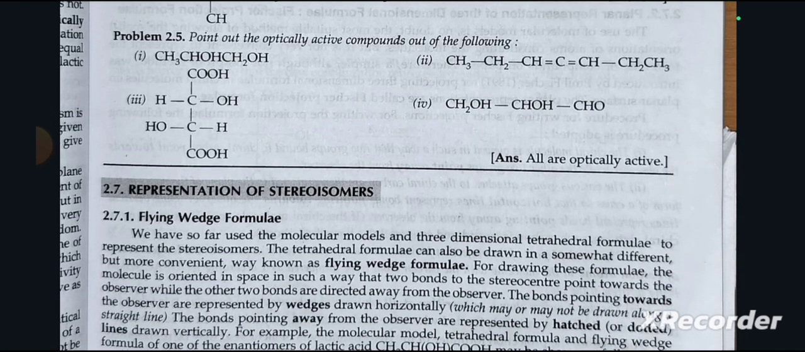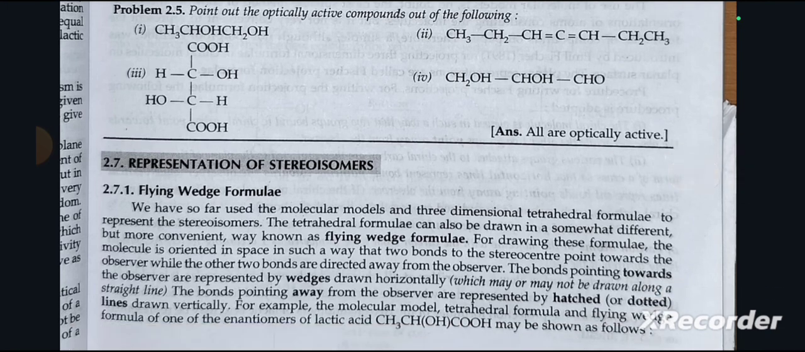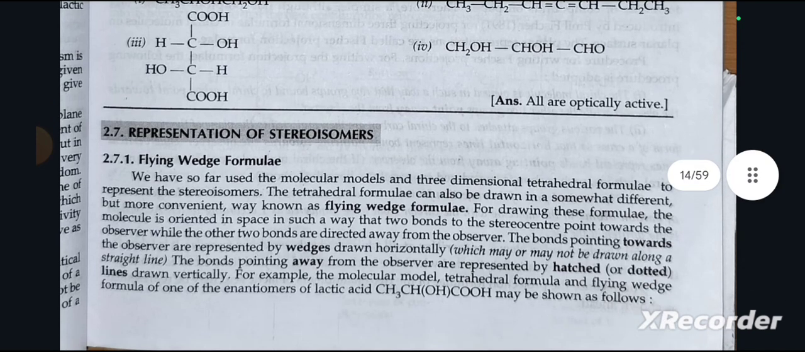Problem 2.5. Point out the optically active compounds out of the following. First, CH3CH CH2OH. Second, CH3CH2CH double bond C double bond CH single bond CH2CH3. Third, COOH, CHOH, CHOH. Fourth, CH2OH CHOH CHO. Answer: all are optically active.